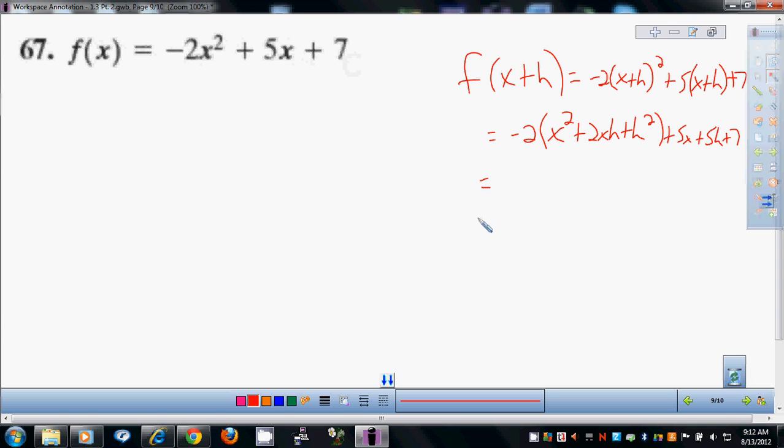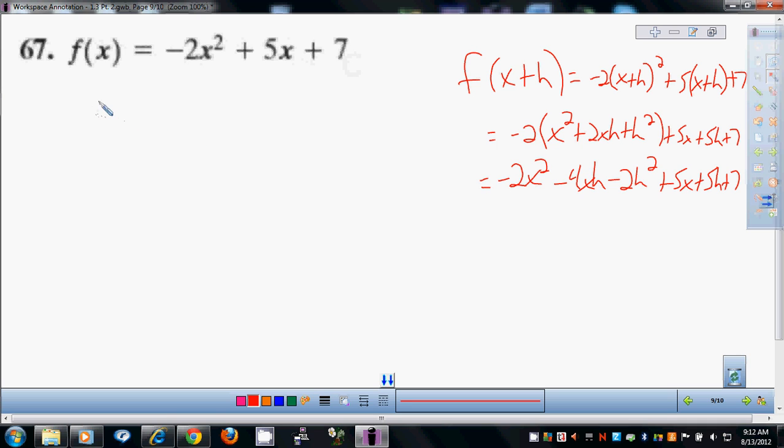What's the only thing I have left to do to this piece? Yes, combine like terms, but what's the first thing I need to do to this part? Distribute. Very good. Negative 2x squared minus 4xh. I'm just multiplying through by that negative 2. Plus 5x plus 5h plus 7. That piece is done. We don't have any more like terms. That's the hard part. And then f of x is just going to be the original function.